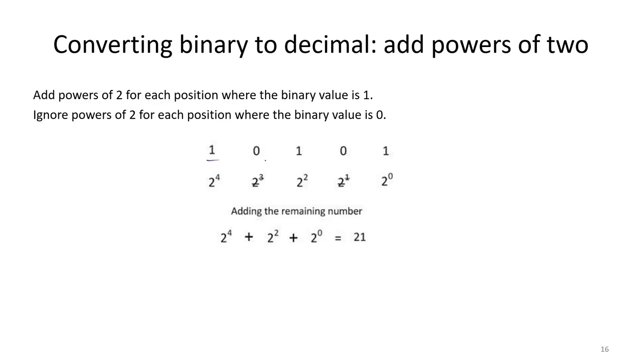For example, here, 1, 0, 1, 0, 1, that's the same as writing 1 times 2 to the fourth plus 0 times 2 to the third plus 1 times 2 to the second plus 0 times 2 to the first plus 1 times 2 to the 0. That gives us 16 plus 0 plus 4 plus 0 plus 1. That gives us 21.